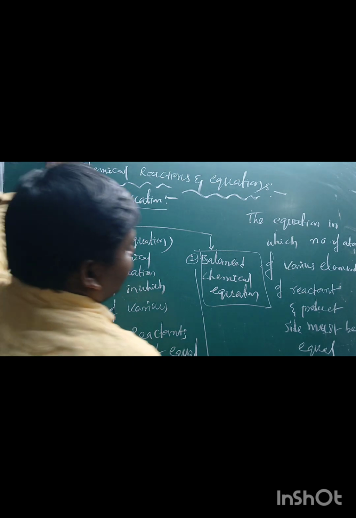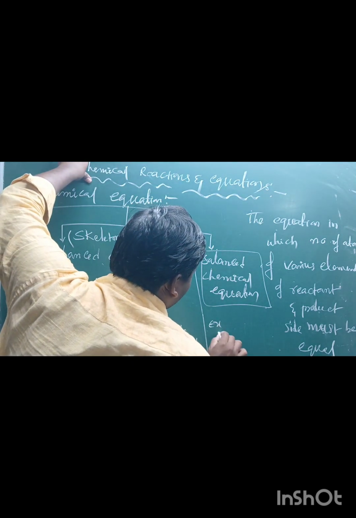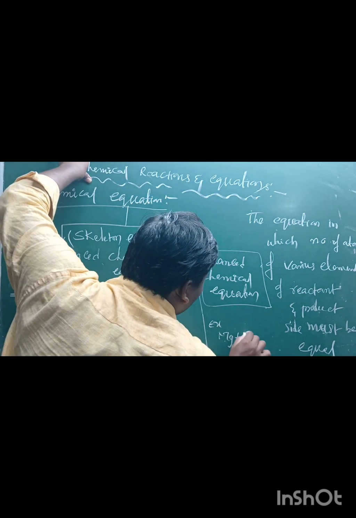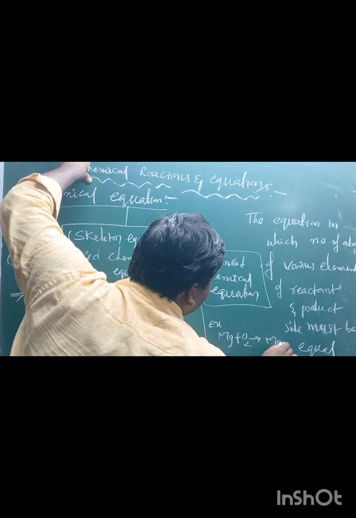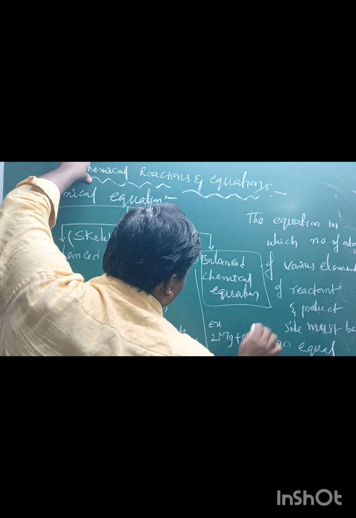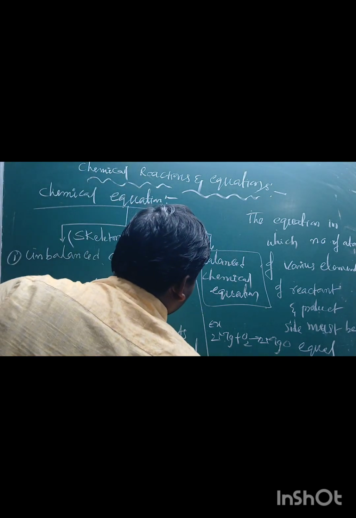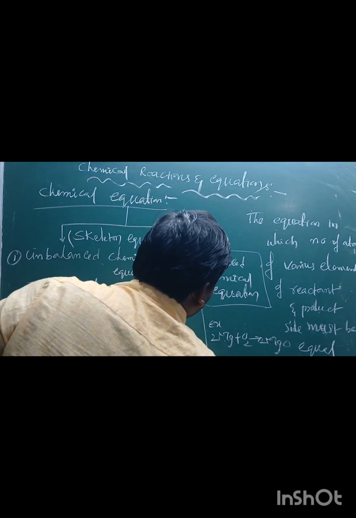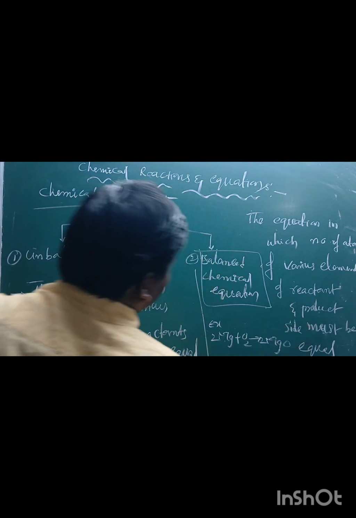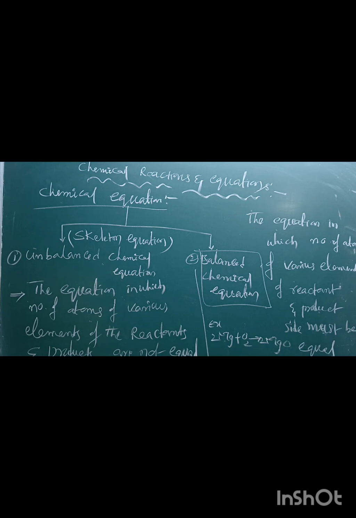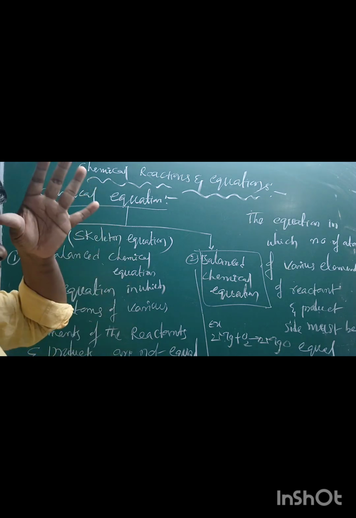What is an example of a balanced equation? Before: Mg plus O2 gives rise to MgO. Balanced: 2Mg plus O2 gives rise to 2MgO. Similarly, 2H2 plus O2 gives rise to 2H2O, and so on. I hope it is clear.